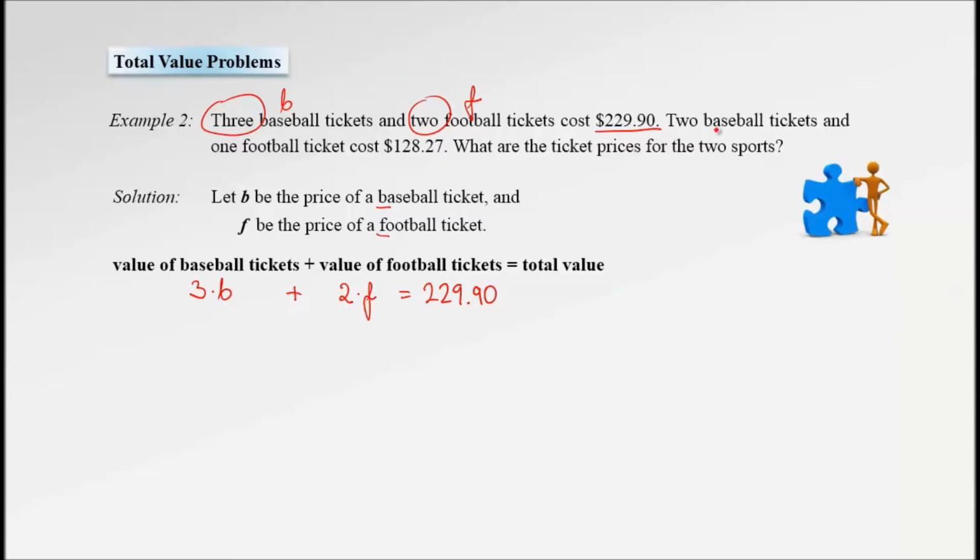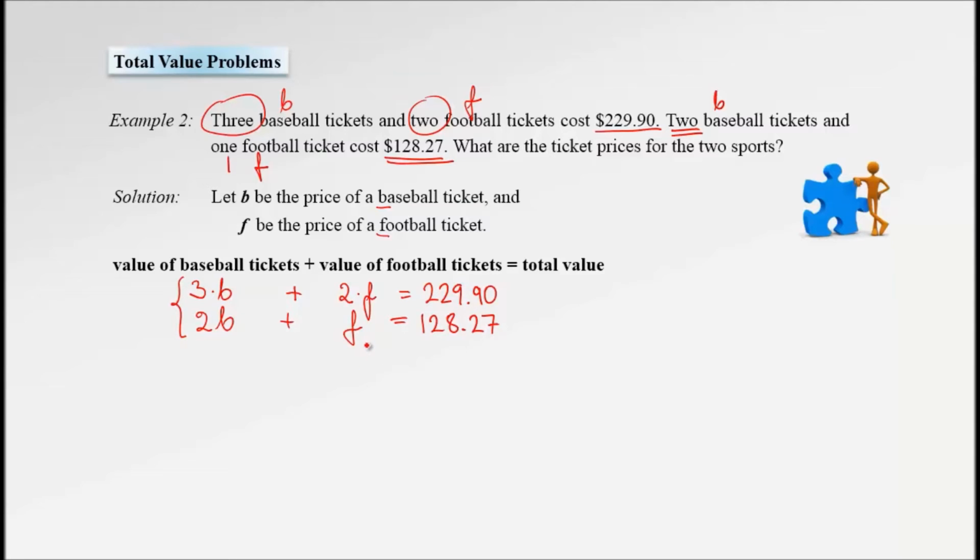Let's do exactly the same with the second sentence. 2 baseball tickets, so 2 B's, and 1 football ticket, 1 F. All together cost this much. Okay, let's write it. 2 baseball tickets plus 1 football ticket, just F, we don't have to write 1, equals 128.27. Fantastic, so we have the system of equations.